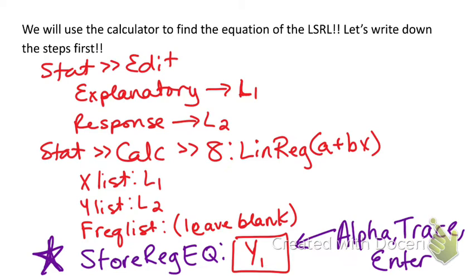L1, L2, frequency, leave that blank. And then your Y1, when you get there, your cursor should be blinking next to where it says store regression equation. And at that point, when it's blinking there, is when you hit alpha, trace, and then enter. Once you get a screen that says a equals this, b equals that, that's where you should be. That's where we're at.